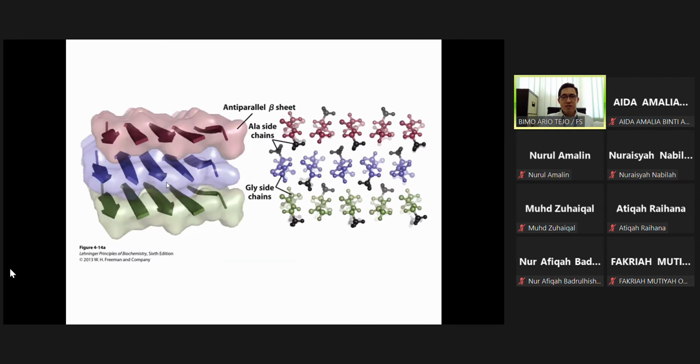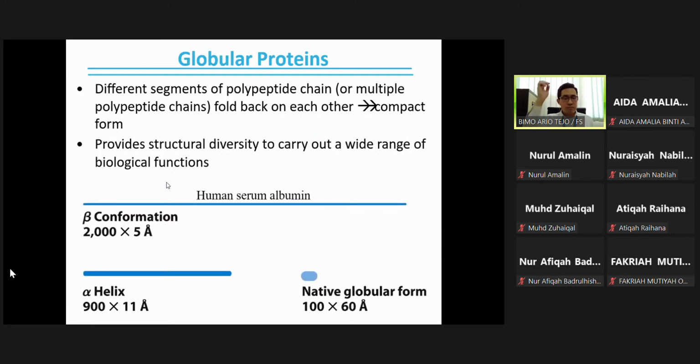All right, so this is the structure of silk. So it has an anti-parallel structure. Globular protein, so mostly soluble, and these are the proteins that we have inside our body, in our blood, in our organs. Kalau yang dekat luar ni mostly insoluble, rambut, kulit kan. Kalau yang dekat dalam, dalam darah, dalam serum, your antibody, all are soluble protein, and they are globular protein.